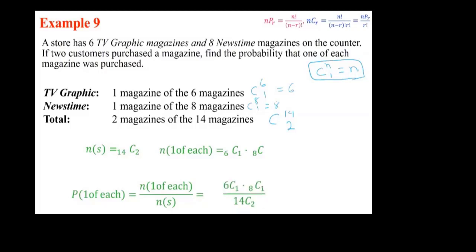And so the top is simply 6 times 8. The bottom needs to be calculated. Just for the sake of argument, if you need to see the denominator, the combination of 14, 2 is 14 factorial over r, which is 2 factorial, times n minus r, which is 14 minus 2, or 12 factorial. So I hope you see that the top would be 14 times 13 times 12 factorial. The 12 factorials drop. 14 and 13 divided by 2 factorial. 14 divided by 2 is 7, and you can easily calculate.